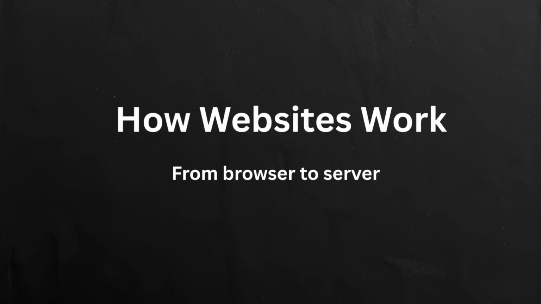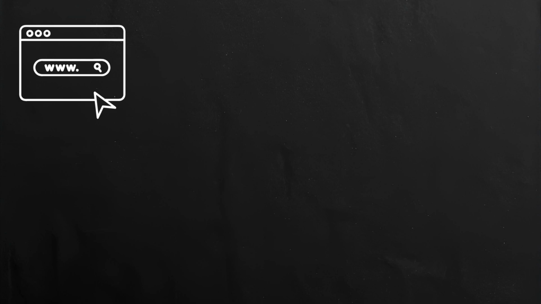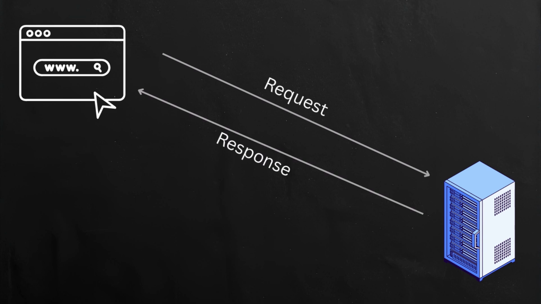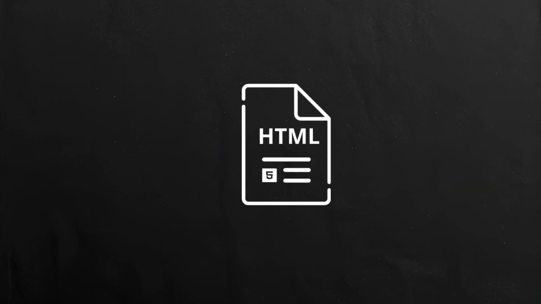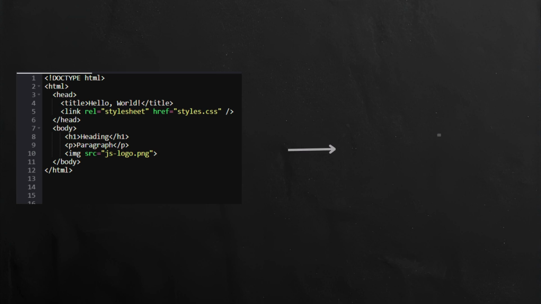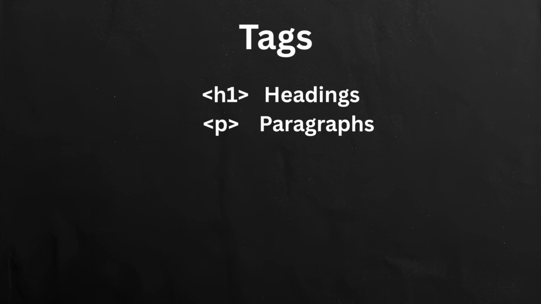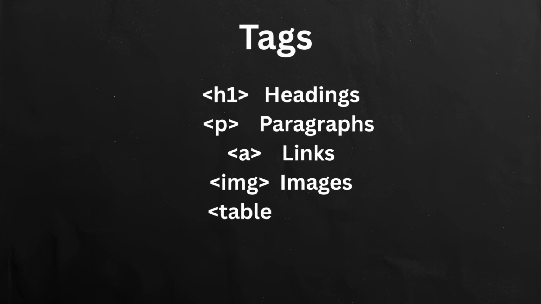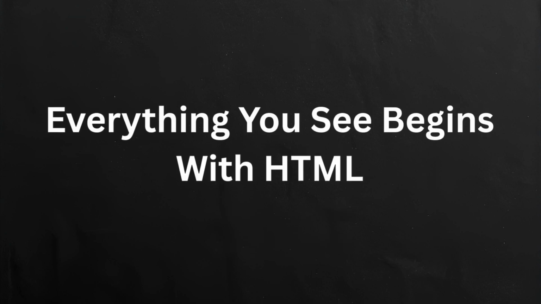Now let's understand how websites actually work. When you type a website address into your browser, your device sends a request to a server. That server responds by sending files back to your browser. The most important file is the HTML file. The browser reads the HTML code and converts it into a visual web page. It understands tags like headings, paragraphs, links, images, tables, forms, and more. Everything you see on a web page begins with HTML.